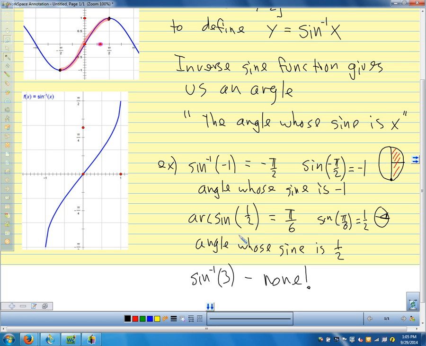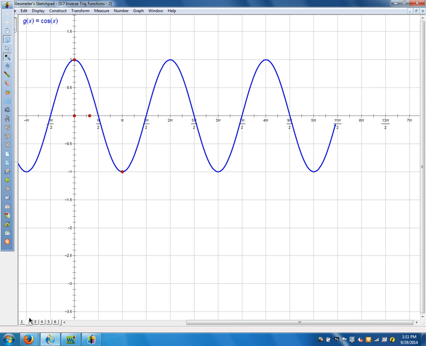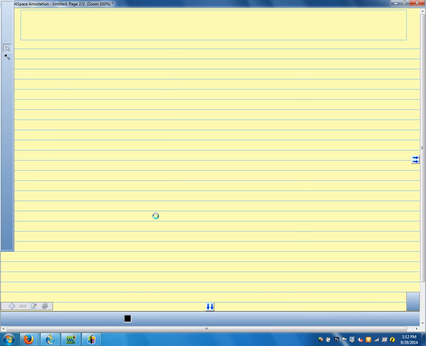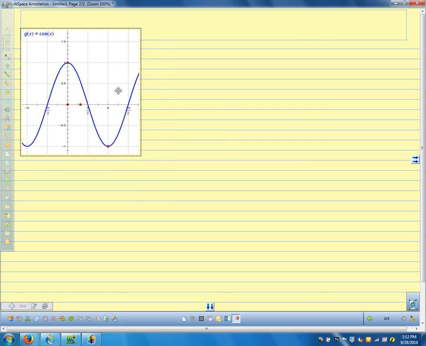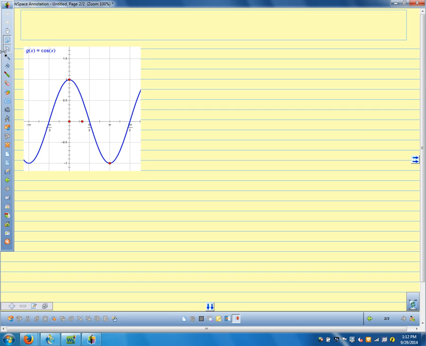We're going to do the same similar thing with cosine and tangent to define an inverse function for cosine and tangent. So let's look at a picture of our cosine graph. For cosine, y equals cosine x. This is not going to pass our horizontal line test. For the cosine, we're going to restrict the domain of our function from 0 to pi.